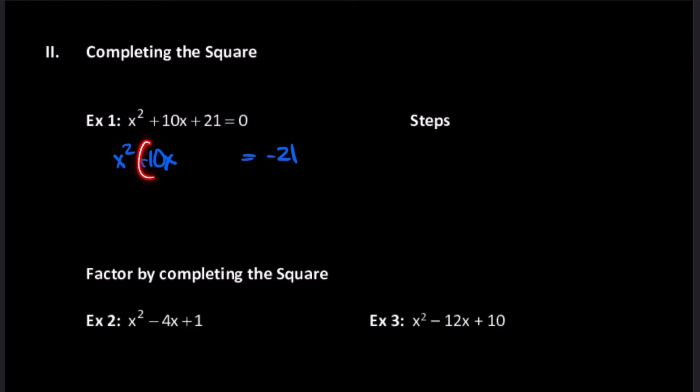Now, the procedure here is you take this, divide it by 2, and then square it. I have to add it here, and I have to add it here. So half of 10 is 5. 5 squared is 25. Add it to both sides. Super important, right? This is a mistake that we see a lot as teachers, is forgetting to add it to the other side, trying to do too much in one step.